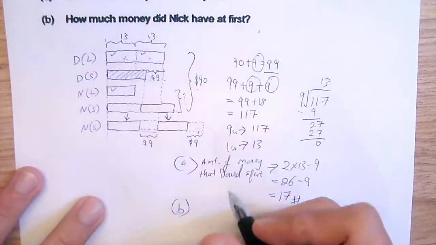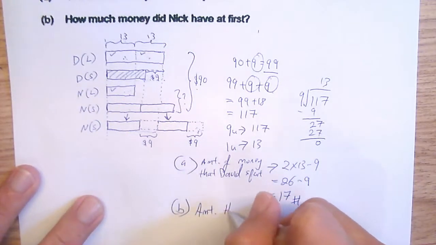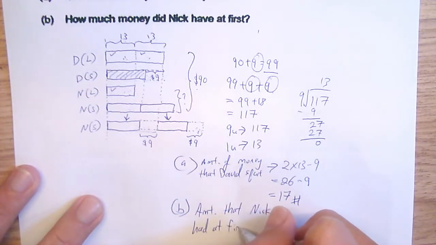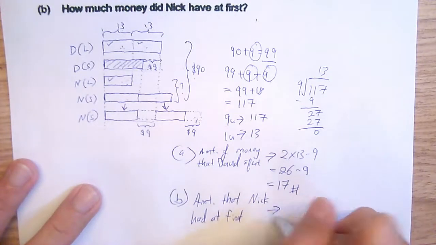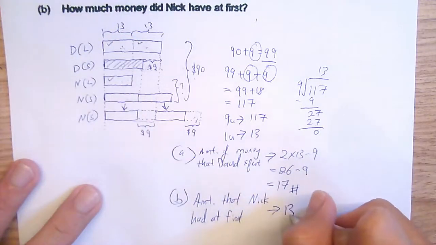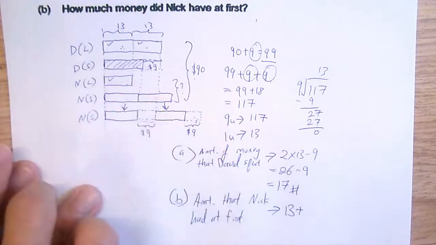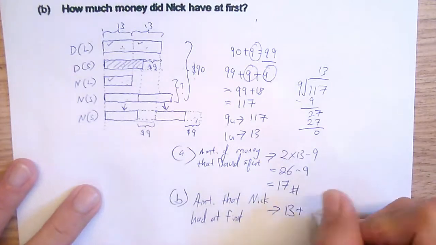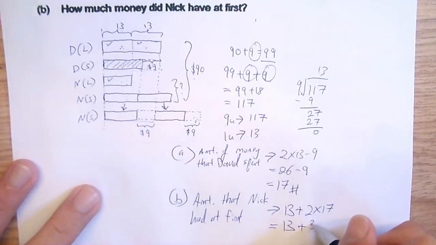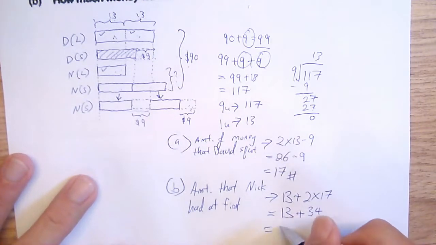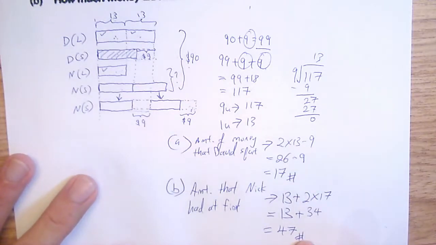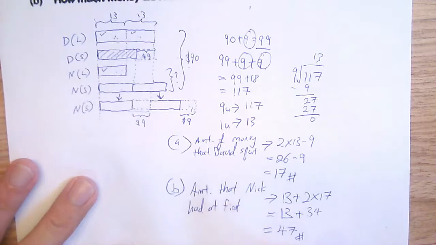So how much did he have at first? The amount that Nick had at first will be the amount that he had left, which is 1 short bar, 13, plus 2 long bars, and each long bar is 17. So it's 13 plus 2 times 17. So it's 13 plus 34 equals 47. So 47 is the amount of money that Nick had at first.